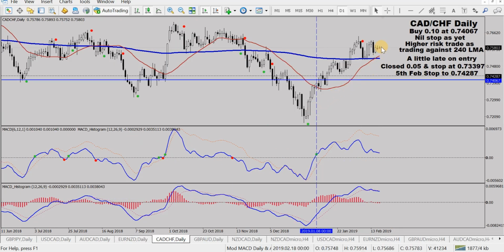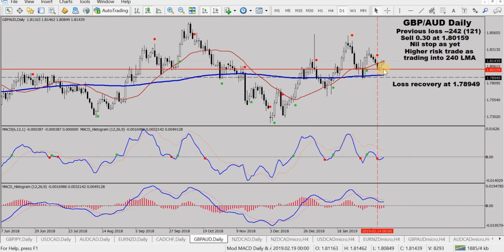CAD Swiss still in a buy. You can see the sideways action here. The buy's back here, so that's looking all right. Pound Aussie, like the pound yen, bit of up and down action.